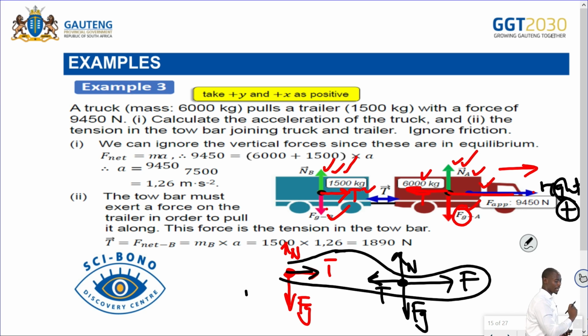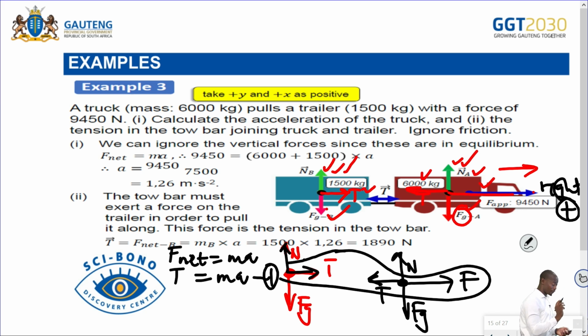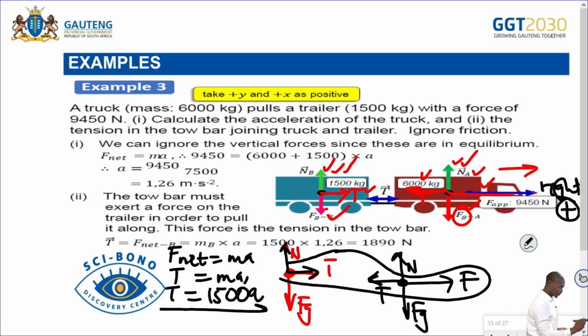So now I'm going to start with this one, right? So since this object is accelerating, F net, I'm dealing with the 1,500 kilogram object, equals MA. How many forces are acting horizontally? It's only tension. This equals MA. This is my equation 1. Before that, I'm giving the mass. So it's tension equals, what is the mass? 1,500 A. So this is equation 1.